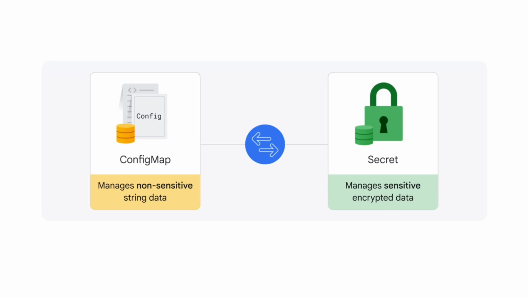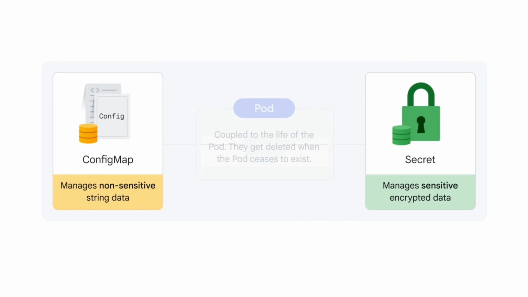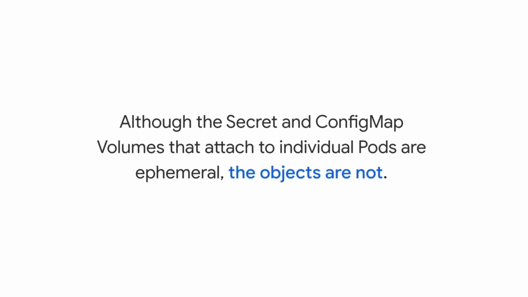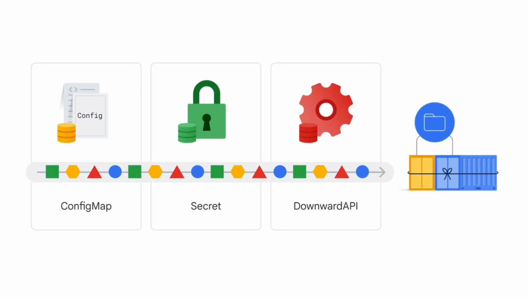Some volume types, like secrets and config maps, are coupled to the life of the pod and are deleted when the pod ceases to exist. But it's important to note that although the secret and config map volumes that attach to individual pods are ephemeral, the objects are not. At a fundamental level, config map, secret, and downward API allow for different kinds of Kubernetes data into a pod.